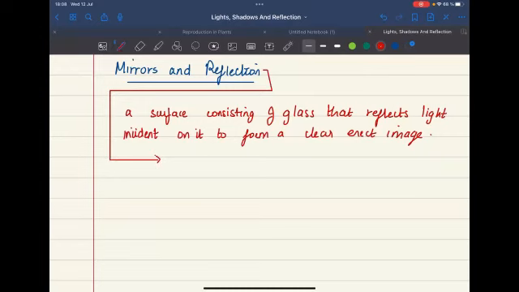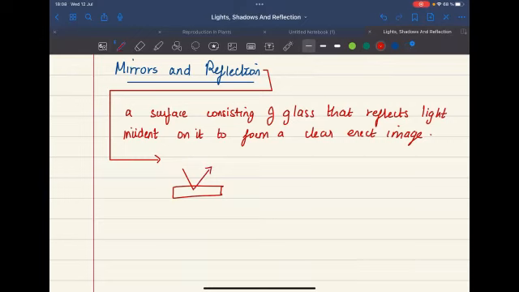A reflection is when light is incident on a surface, that is, a mirror is there. So light is falling on the mirror. The light is incident on a surface and it gets reflected, or bounced back. So this bounce back of light on any surface is called reflection.